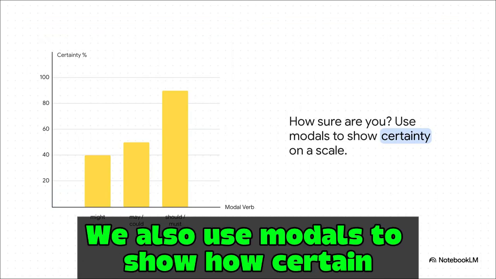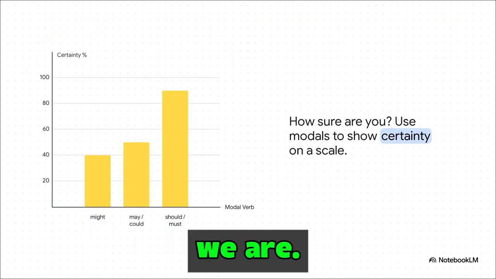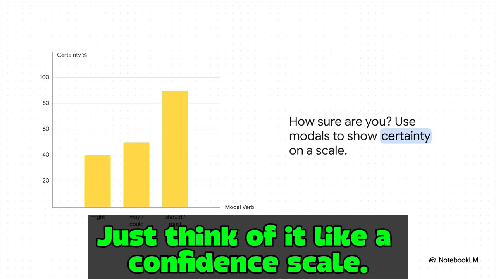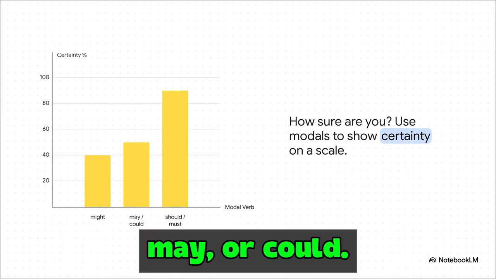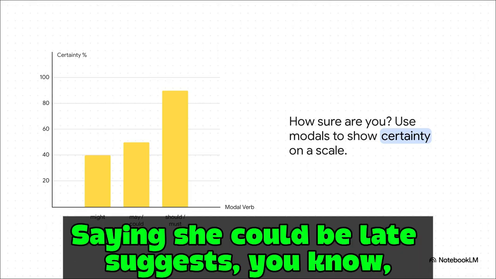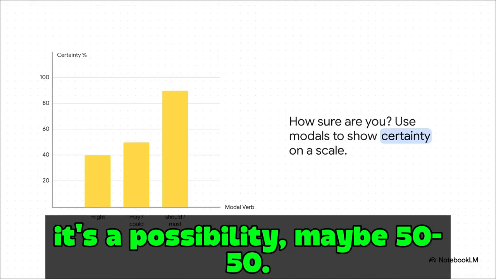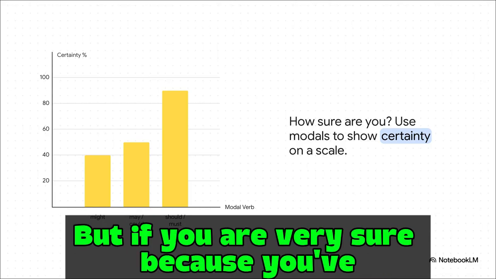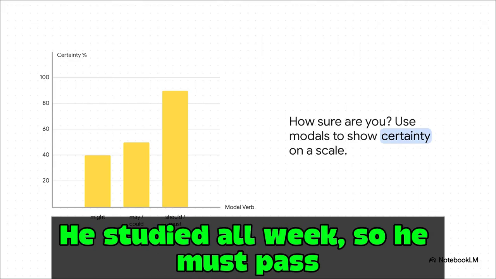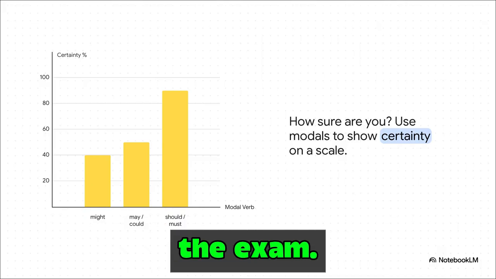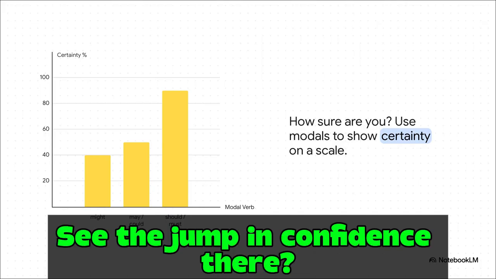We also use modals to show how certain we are. Just think of it like a confidence scale. If you're not very sure, you'd use might, may, or could. Saying she could be late suggests it's a possibility, maybe 50-50. But if you are very sure, because you've got some evidence, that's when you use should or must. He studied all week, so he must pass the exam. See the jump in confidence there?